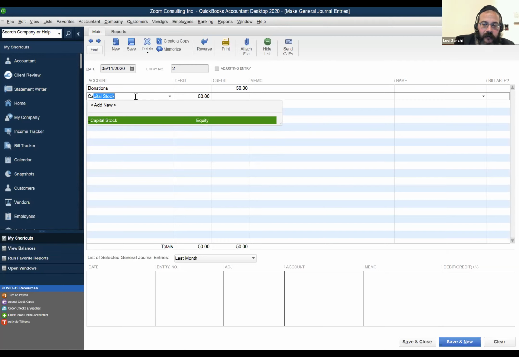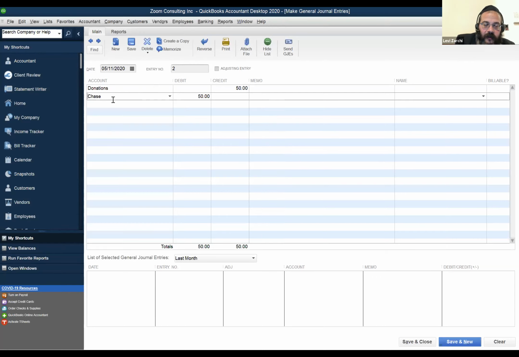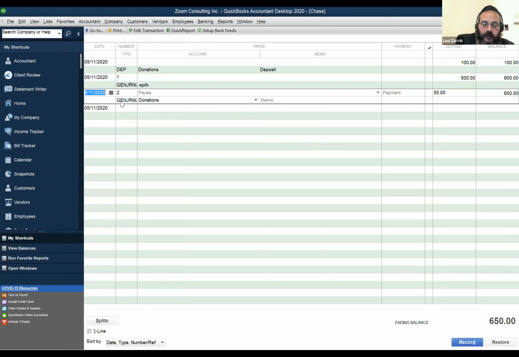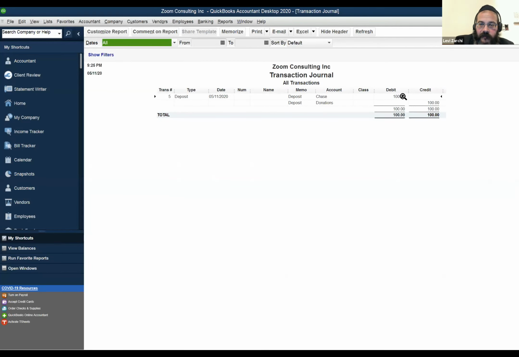Again, assets go up with debits. So here you have Chase. Chase got a debit $50 and donations. In this case, the deposit comes through as a general journal entry. If you put the deposit in directly, it shows a deposit in the bank. Control Y will give me the debit of $100 and the income, $100 to Chase, $100 to donations, but the type came in as a deposit.